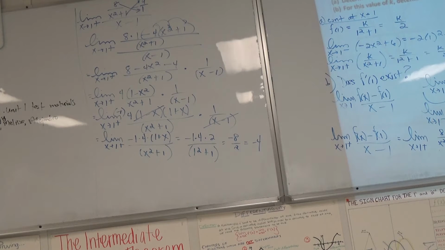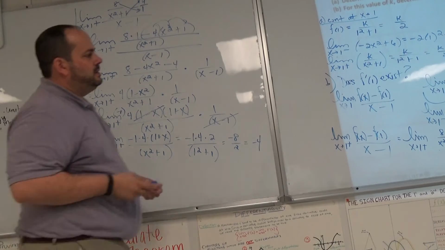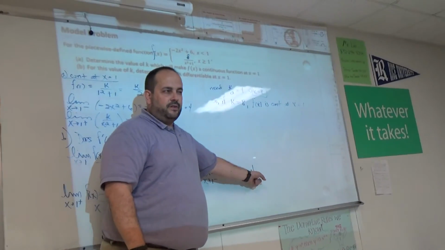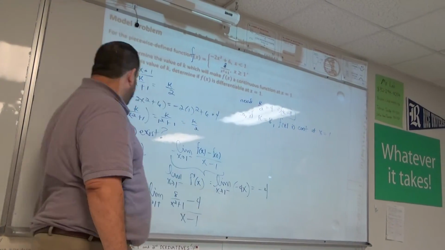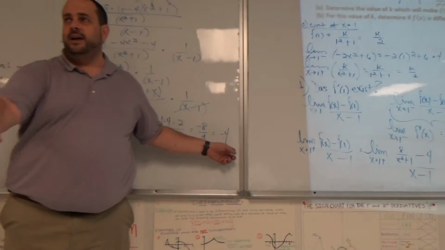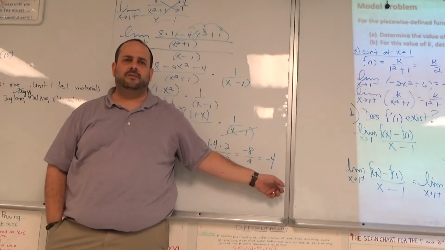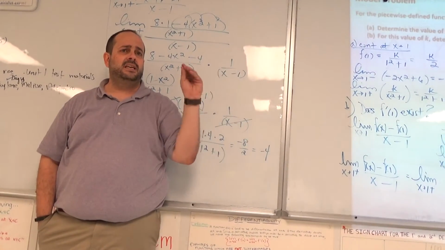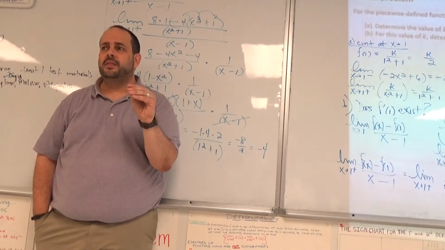Okay. So, let's do a quick recap. Found the limit as x approaches 1 from the left of the derivative, we get negative 4. Found the limit as x approaches 1 from the right of the derivative, we get negative 4. And I heard the saddest little comment from Mariah. She was like, we did all that work to get the same thing.